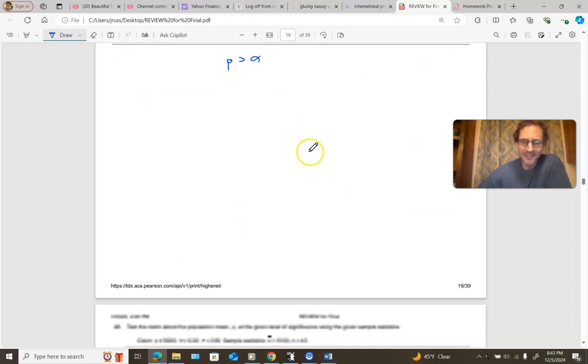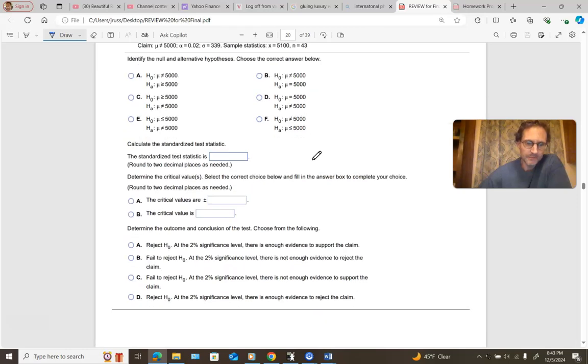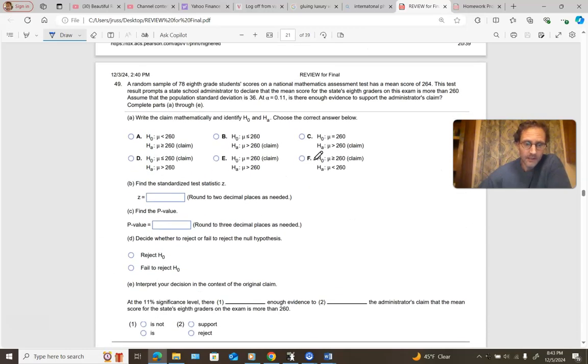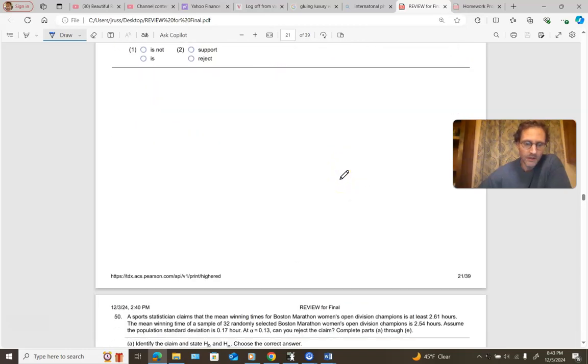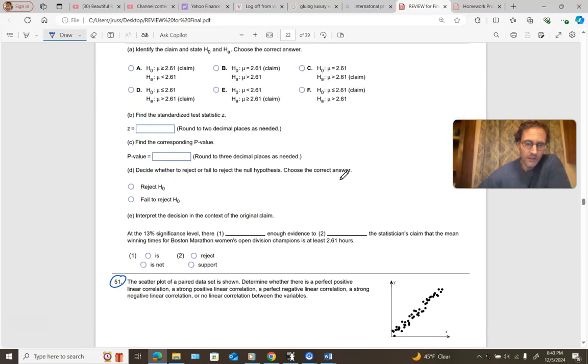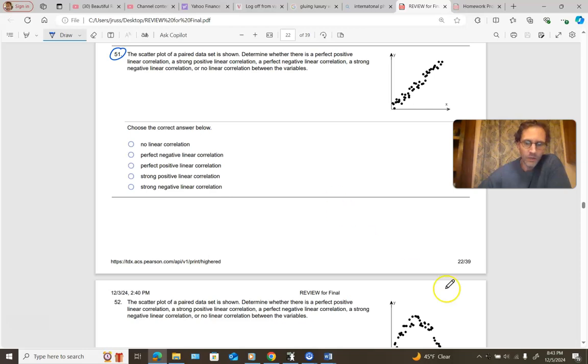All right. Okay, 48 is just like the last one. So is 49. See, find the standardized test statistic and then the p-value and then figure out what to do. And so is 50. All right, so now we get to 51.